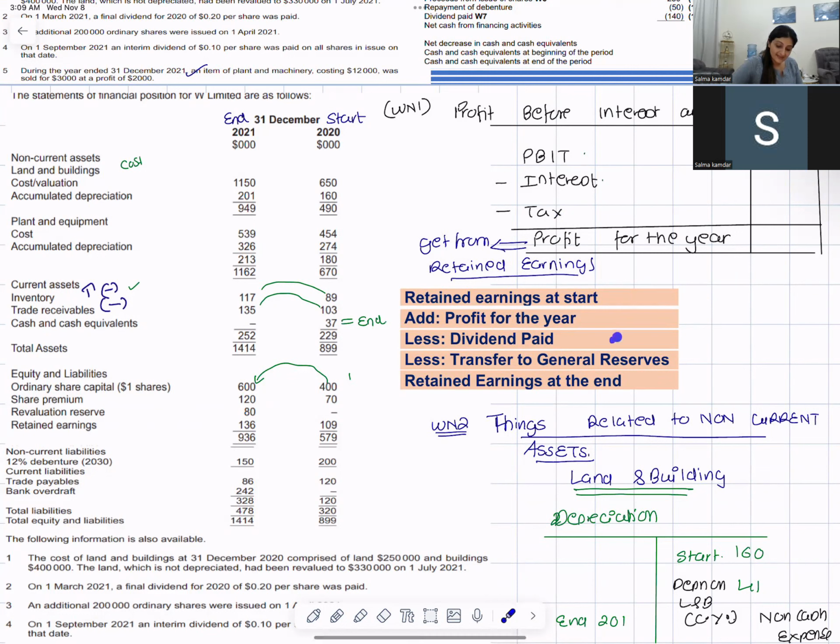From that, you will minus your dividend paid. You will minus your transfer to general reserves. Here, I did not see anything, so this is not there. And you get your retained earnings at the end. So let's start filling this. Your retained earnings at the start is 109. Profit for the year, I do not know.